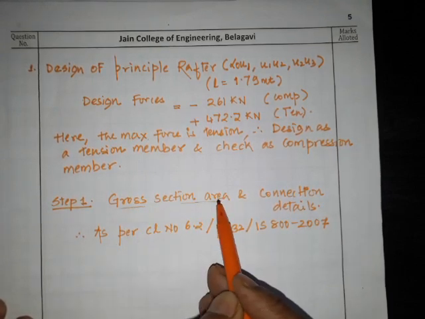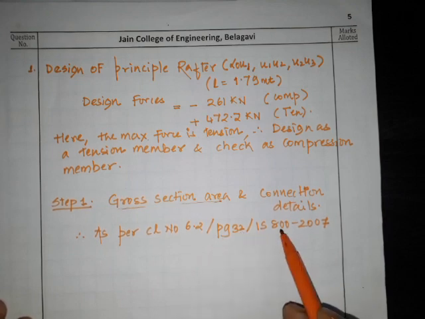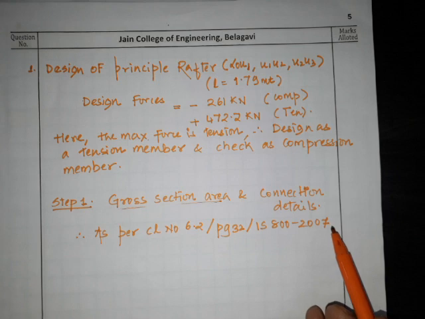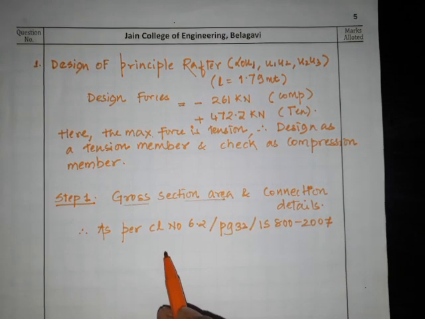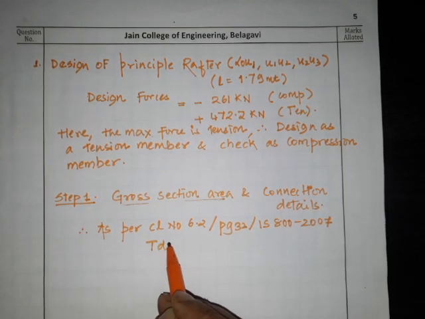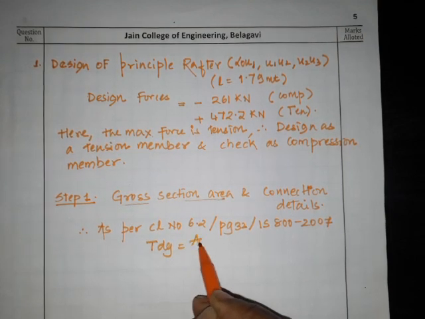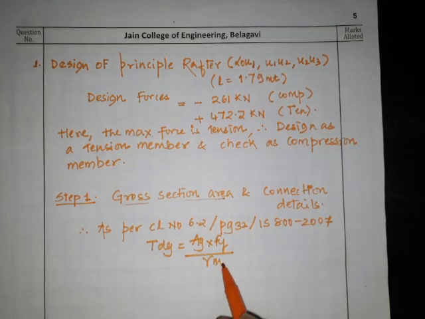For the cross section area, you have to refer clause number 6.2, page number 32, IS 800 2007. Okay. So here it is given TDG is equal to Ag into Fy divided by gamma m naught.